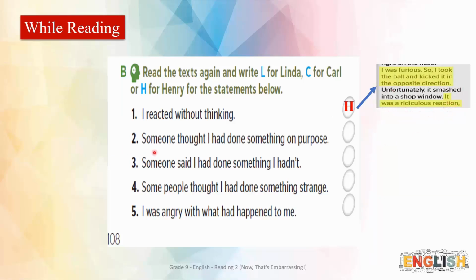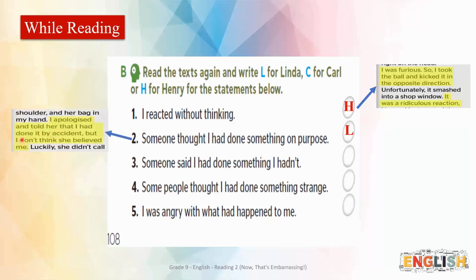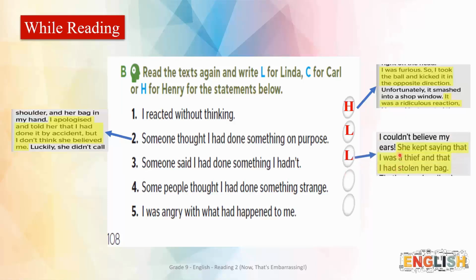2. Someone thought I had done something on purpose. Who is this person? Yes, it's Linda. And we knew this when she said, "I apologized and told her that I had done it by accident, but I don't think she believed me." 3. Someone said I had done something I hadn't. Who is this person? She's Linda, that's right. And we knew this when she said she kept saying that I was a thief and that I had stolen her bag.